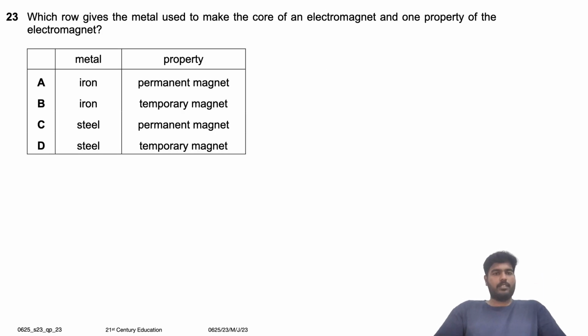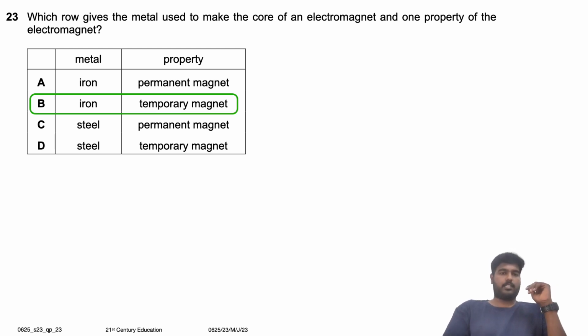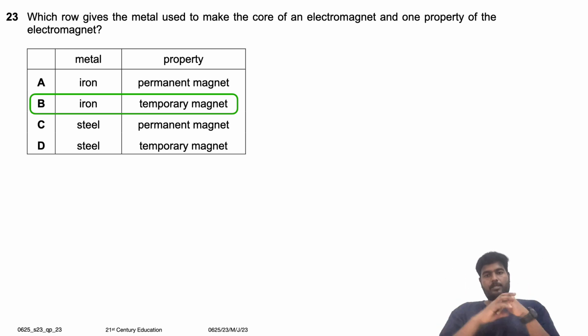Which row gives the metal used to make the core of an electromagnet and one property of the electromagnet? You have to use soft iron for the metal. Property: temporary magnet. Yes. Hard steel would be for a permanent magnet.